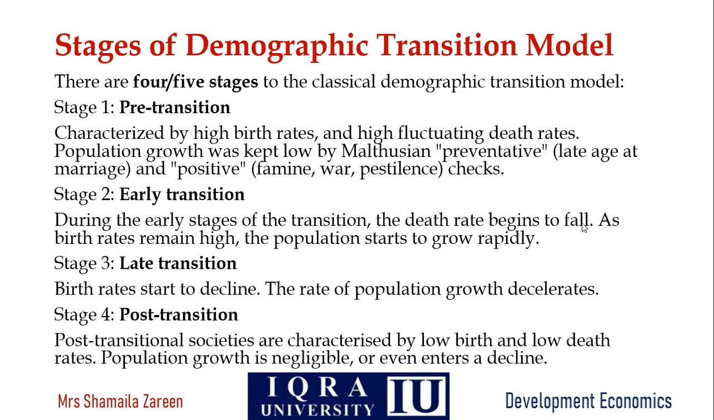Stage 3. Now you can see the birth rates start to decline and the rate of population growth decelerates. It means it has been or it is going to reduce. Post-transition societies are characterized by low birth and low death rates. This is actually the demographic transition, and population growth is negligible or even enters a decline.